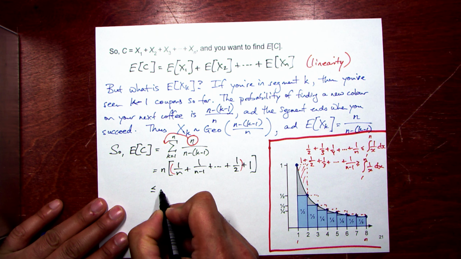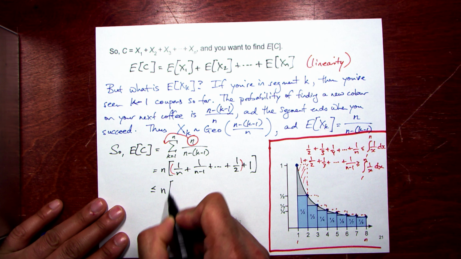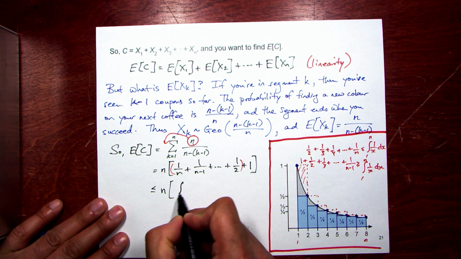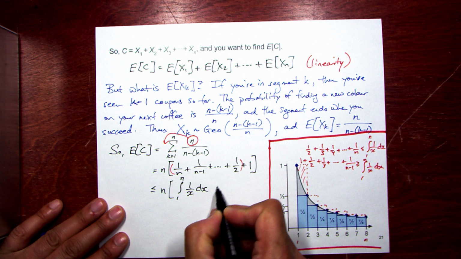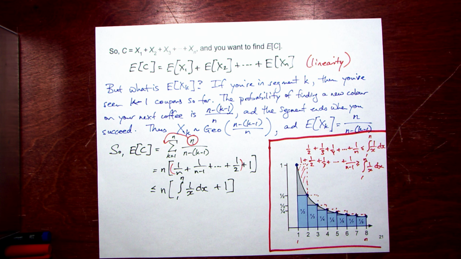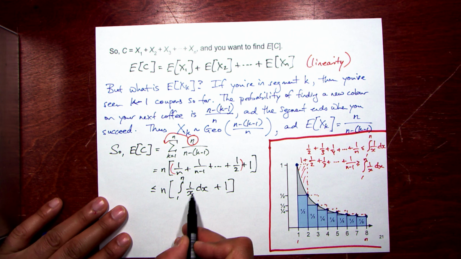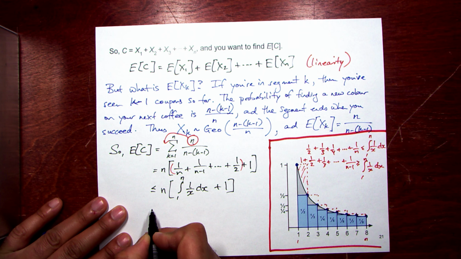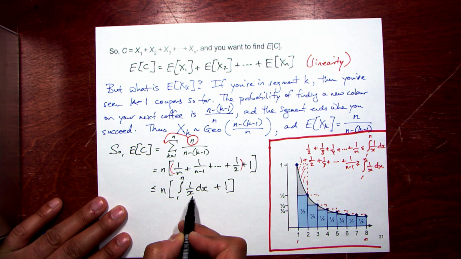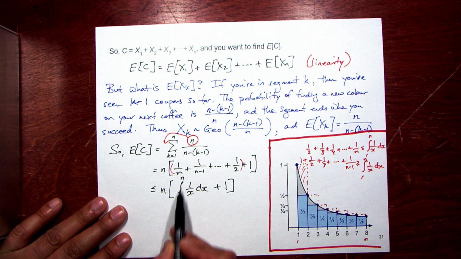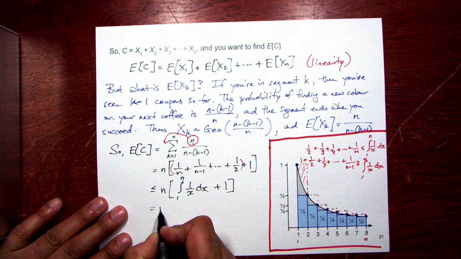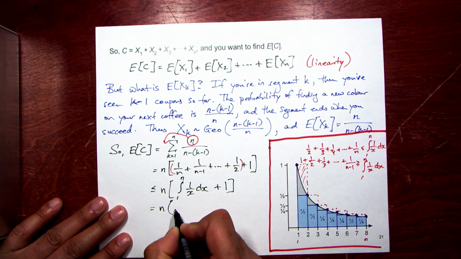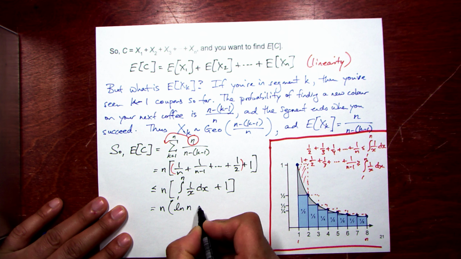So let's just do this. We'll do the integral from 1 to n of 1 over x dx. The expected value is certainly bounded above by this, which we know to be the natural log of x. And of course, when we evaluate this, the natural log of 1 is 0. So this is n times the natural log of n plus 1.